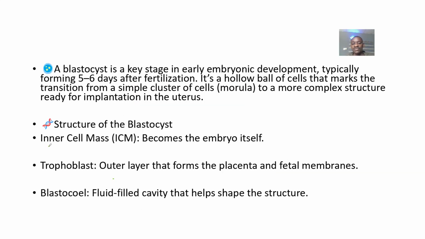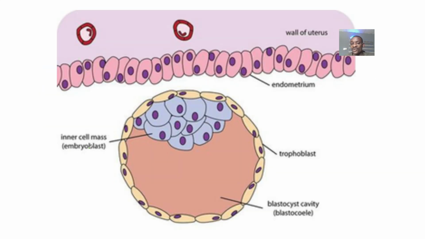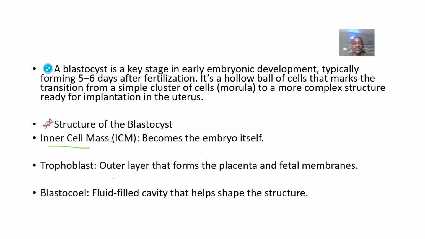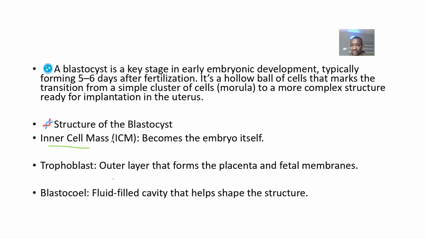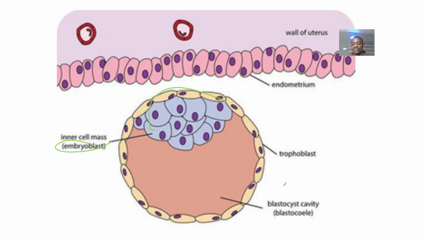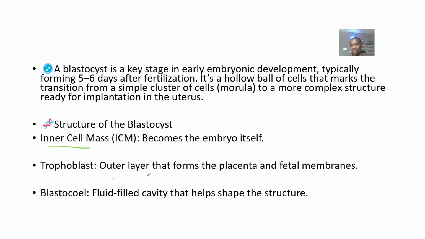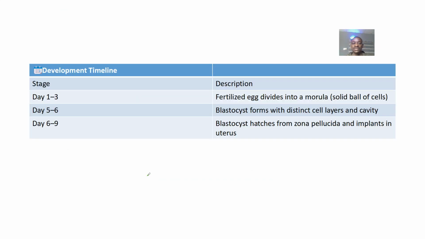The inner cell mass, right, becomes the embryo itself. This is the inner cell mass. It's known as what? Embryoblast. Okay, then the outer cell mass is a trophoblast. Right, the blastocoel is what? The fluid-filled cavity that helps shape, so this is a cavity. Everything here that is empty is a what? Blastocoel. And that's structure. So these are the stages.